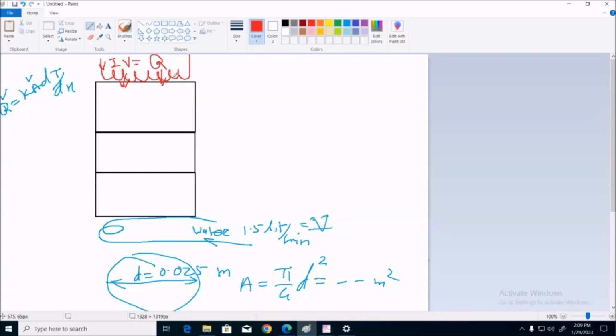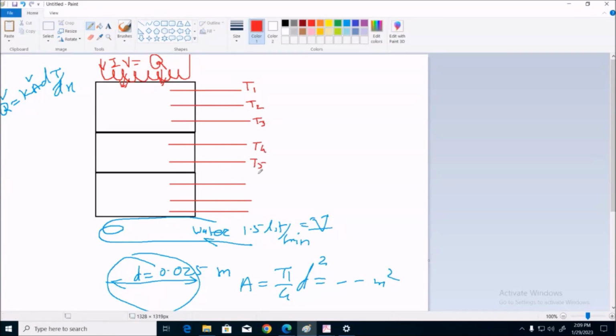So there are 5 thermocouples. One is here. This is temperature T1. It will give you temperature T1, T2. Okay. Now temperature we can measure. So delta T is measured. Now X, distance. So this distance is given in the lab manual.